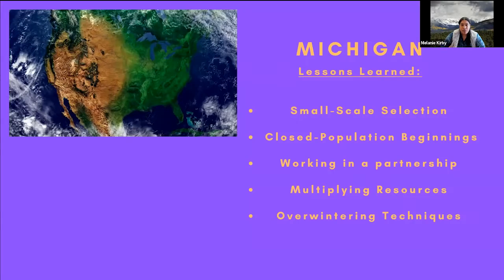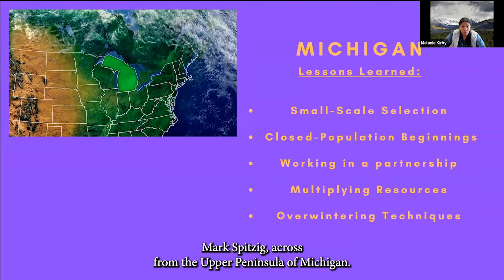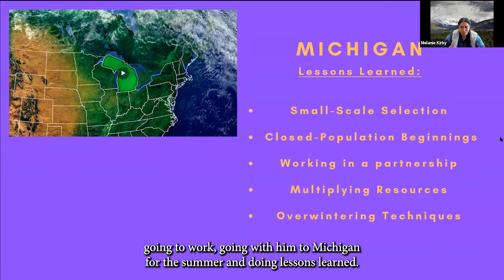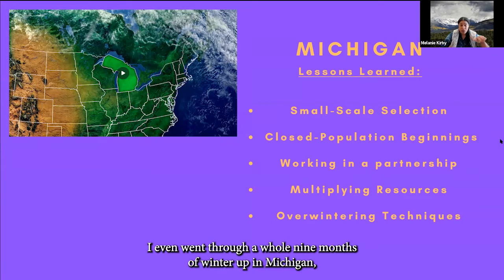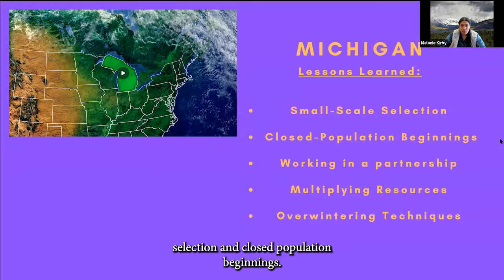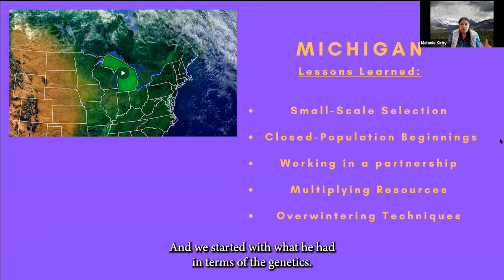And while there, I met my farm partner, Mark Spitzig, who's from the Upper Peninsula of Michigan. I was actually supposed to go to New Zealand to work, but I ended up going with him to Michigan for the summer. And lessons learned, I ended up staying there a full year. I even went through a whole 9 months of winter up in Michigan, especially in the UP. But I really learned how to do small scale selection and closed population beginnings. He had 50 hives, and we were able to multiply them into 100. And we started with what he had in terms of the genetics.